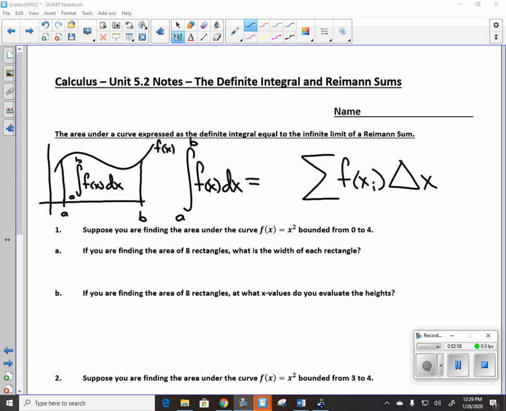So we are going to start at i is equal to 1. We're going to start at our first rectangle, and we're going to go to our nth rectangle. And furthermore, we would like to say now that we are not going to do a finite number of rectangles, but we're going to do an infinite number of rectangles. So we're going to look at the limit as n goes to, in fact, infinity.